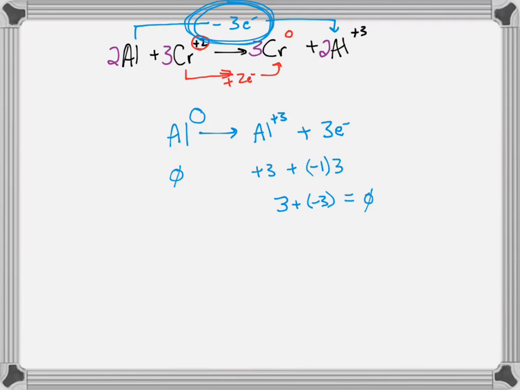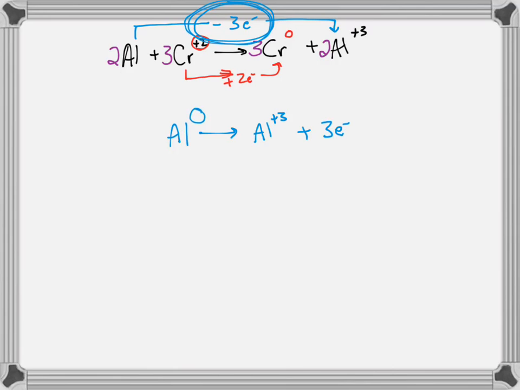What's the charge on our product side? 0. Does our charge balance? What does that mean? You put the electrons on the right side of the equation. Let's try that again. On the correct side of the equation. Okay? This is only half the reaction. Hence, we call it a half reaction.